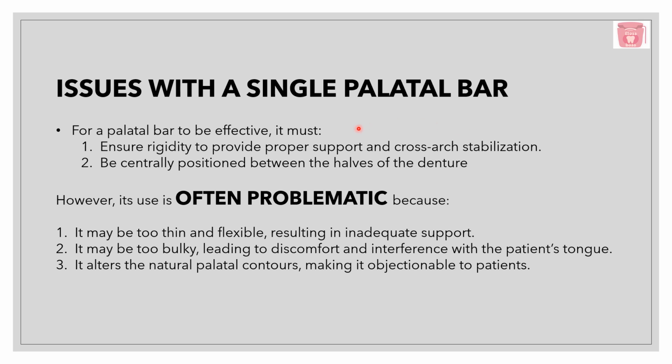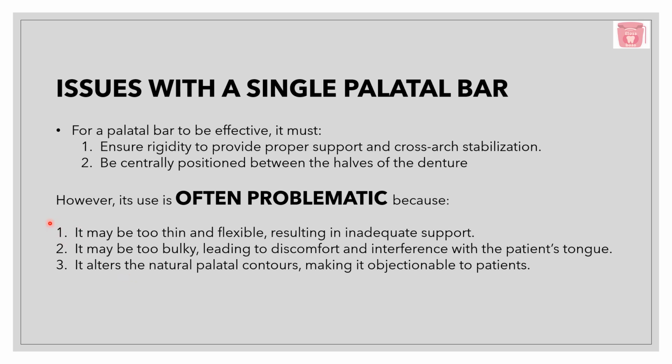What are the issues with a single palatal bar? For a palatal bar to be effective, it must ensure rigidity to provide proper support and cross arch stabilization, and be centrally positioned between the halves of the denture. Okay, and secondly, what are the problematic issues with this kind of denture? It may be too thin and flexible, resulting in inadequate support. It may be too bulky, leading to discomfort and interference with the patient's tongue. It alters the natural palatal contours, making it objectionable to the patients.